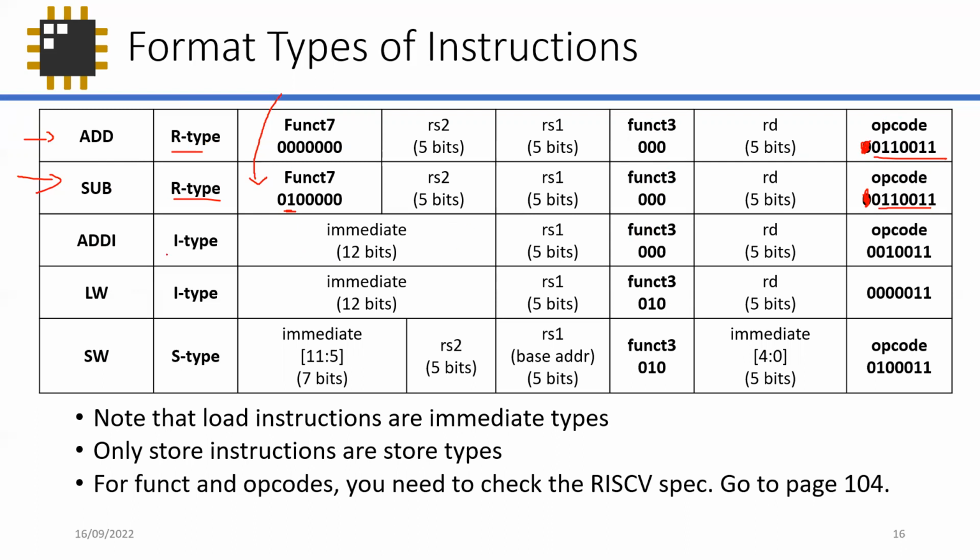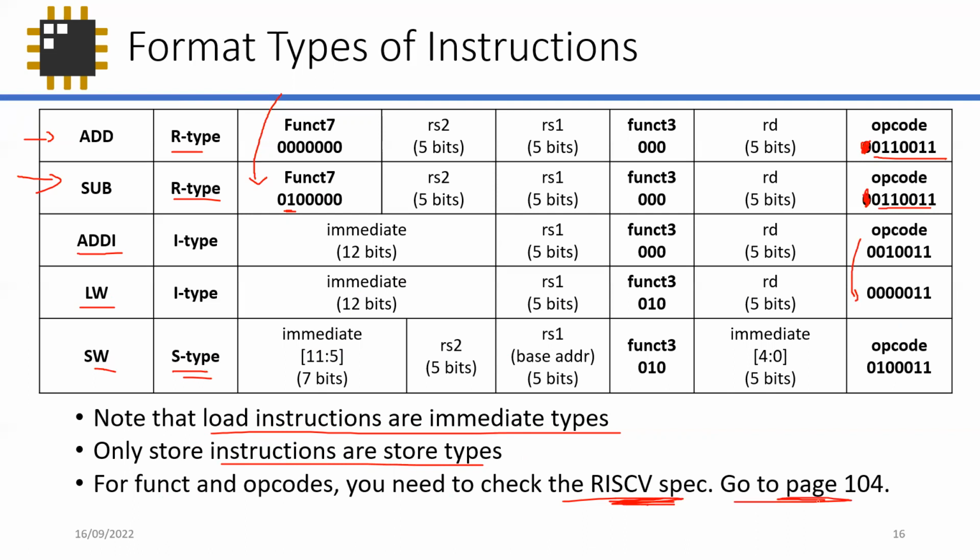The func3s are different to differentiate add immediate from load word. And take note, the load word instructions are immediate types. They have different opcodes too, for security, to indicate that I'm actually doing a load word, and so on and so forth. Store word types have a different format because it's using the S type instruction format, right? So only store word instructions are store types. Actually, it's a dedicated one.